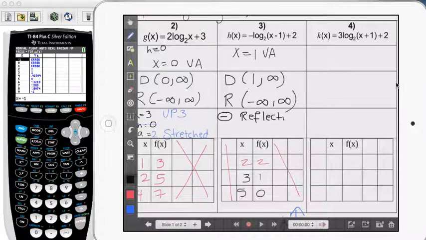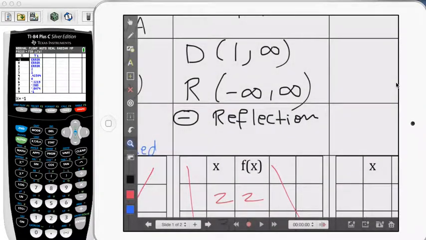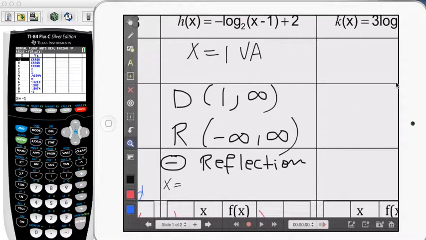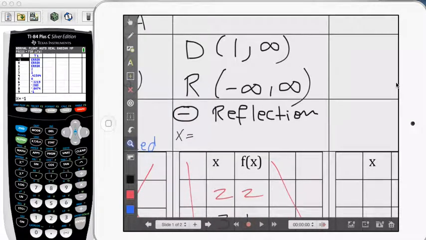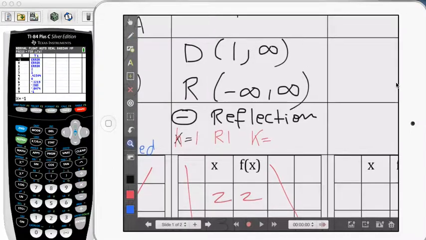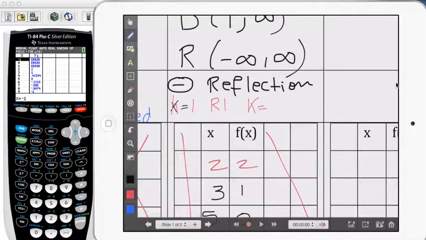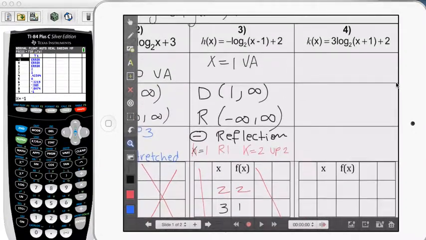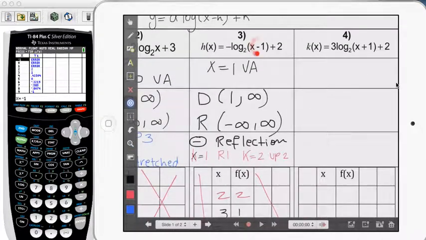Now let me zoom in so I will have more space to write. So x equals... what was x? So h is 1. So that's going to go right 1. k is 2, so it's going to go up 2. As you can see, for the h, I took the opposite of the number on the inside. So h, you always take the opposite of the number. And that would be my transformation.